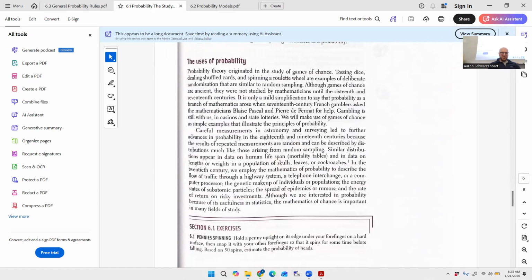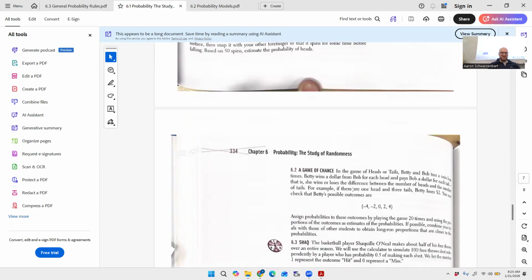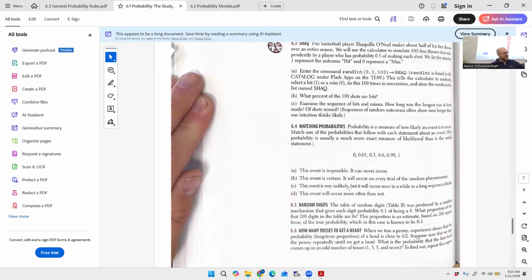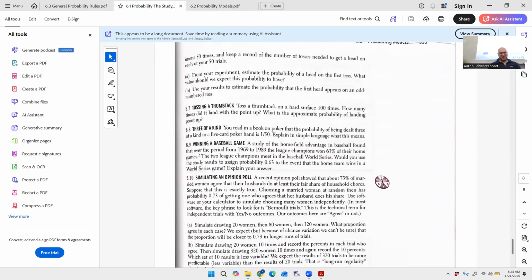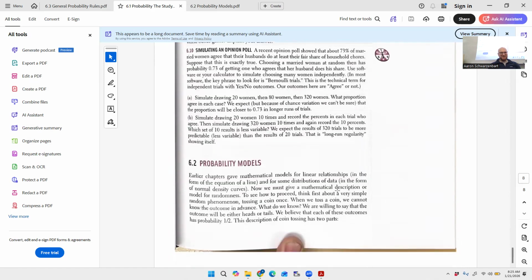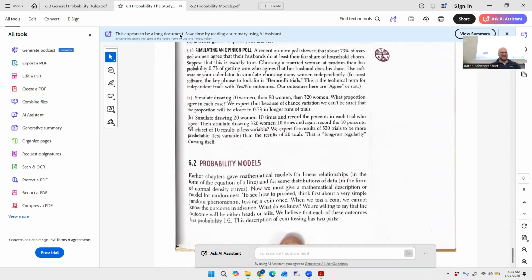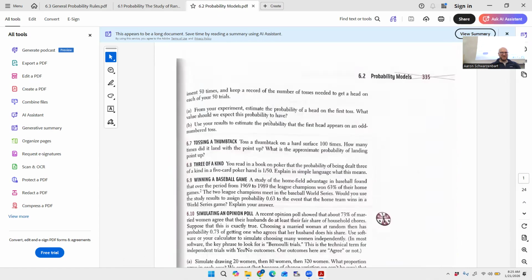Probability has lots of uses, one of which is gambling. That's what it was invented for, in the 1600s. Okay. That was 6.1.